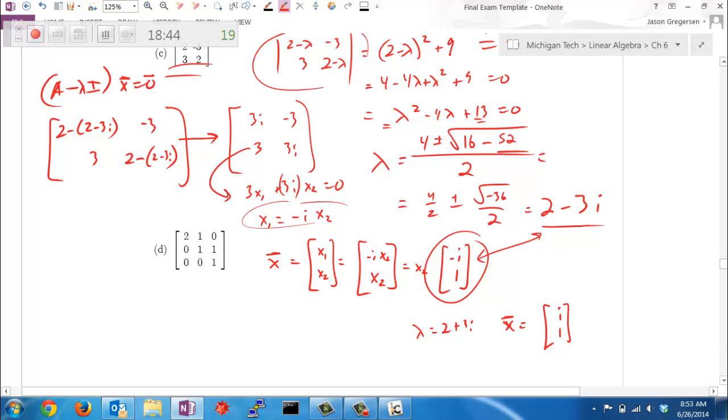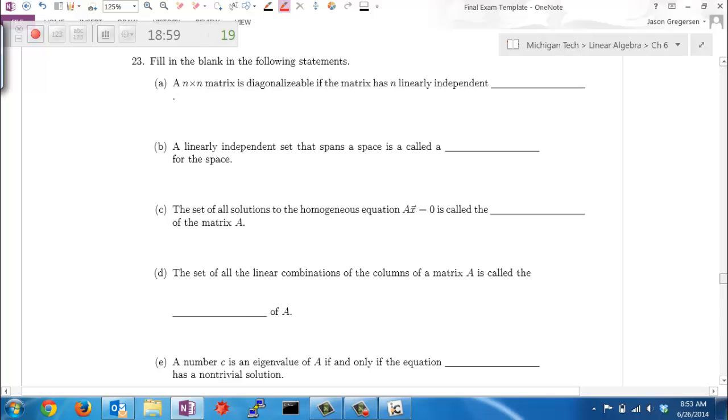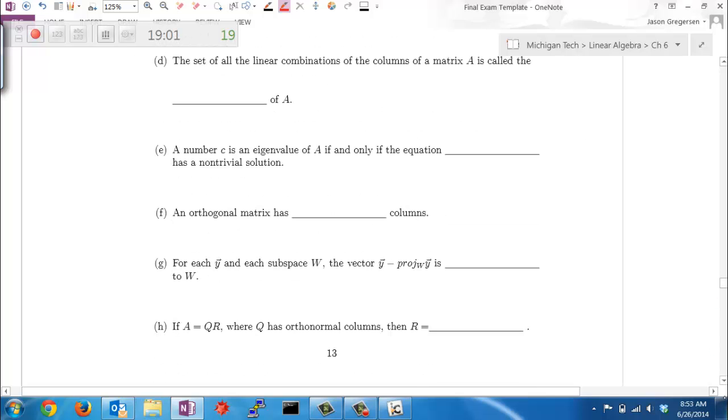Other questions? Questions about this one? Yep. Number 23, E and H. EGH. EGH. Number C: is an eigenvalue of A if and only if this equation has a non-trivial solution.